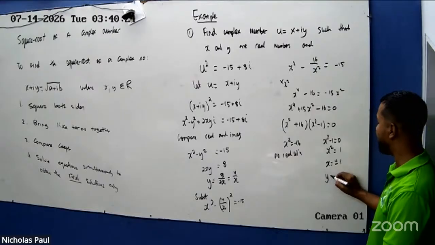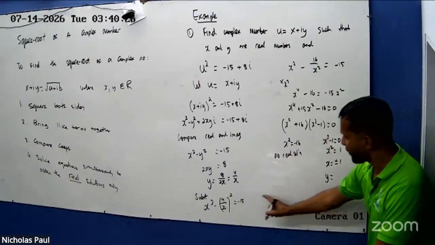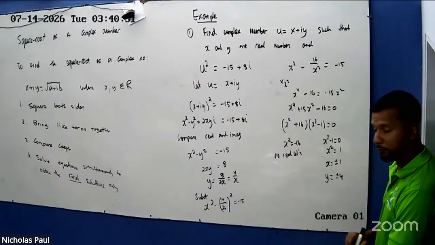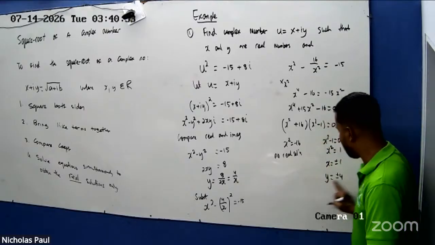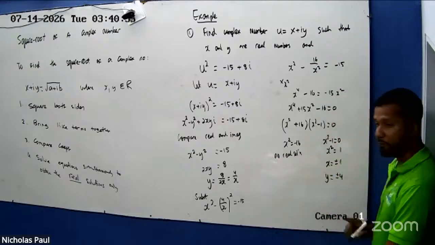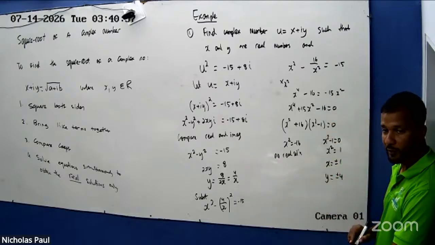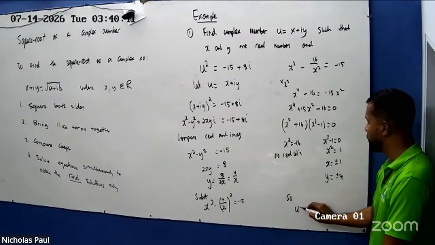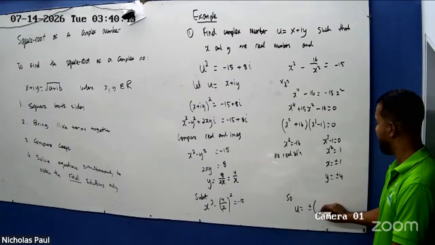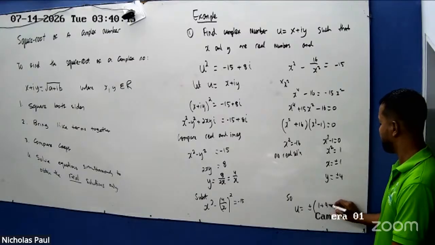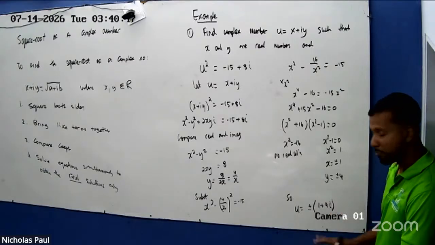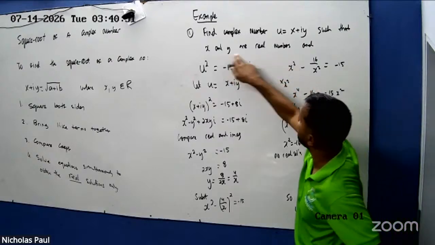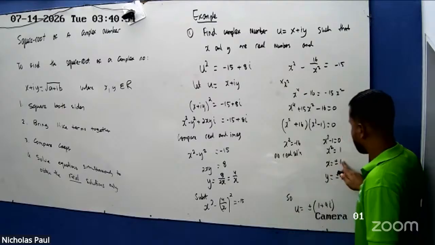So that means y is what? y is plus and minus 4. You see that? Plus 1 in here, plus 4; minus 1 in here, minus 4. So our solution for u will be plus and minus 1 plus 4i. That's the final answer. We found x and y. x is 1, y is 4.